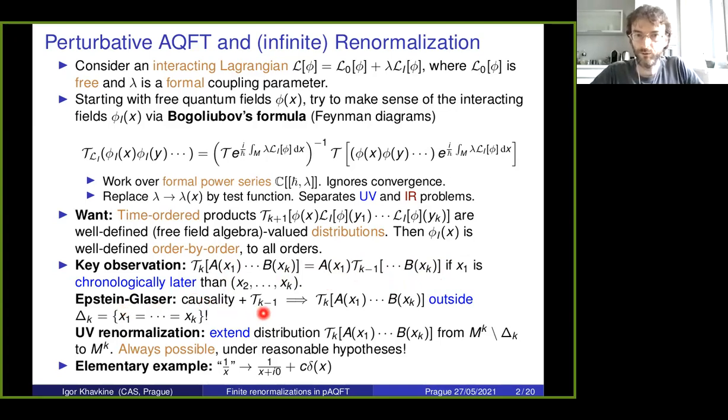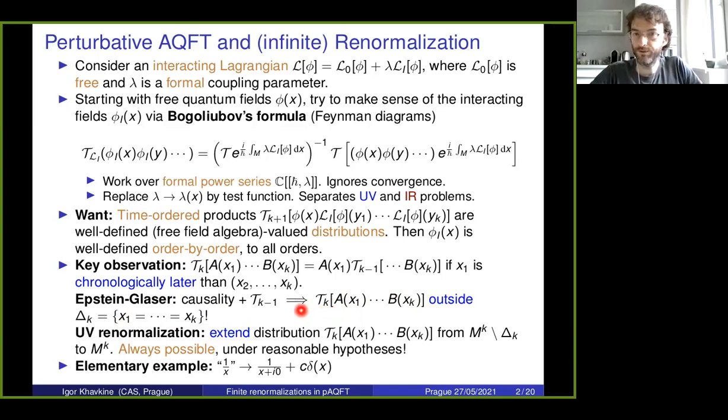Well, this observation was used by Epstein-Glaser to actually almost completely fix the time order product using induction, right? So if you know the time order products for k minus one terms, and you use the causal structure of, starting with Minkowski space, but the same argument also works in curved spacetimes, and some combinatorics, well, you can actually make sure that the time order product for k arguments is also well defined for all combinations of the spacetime points outside what we call the small or thin diagonal, outside the diagonal where all the spacetime points are actually equal, okay?